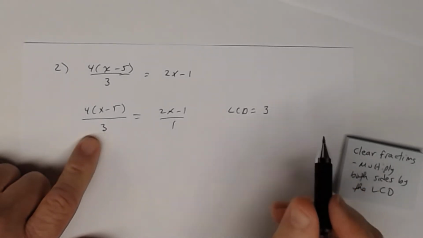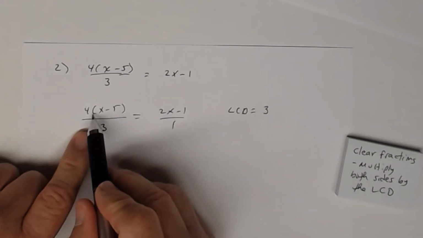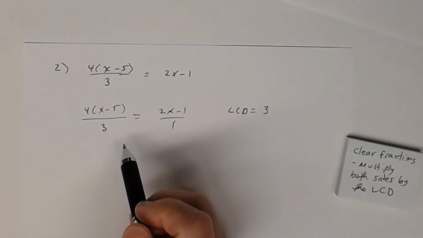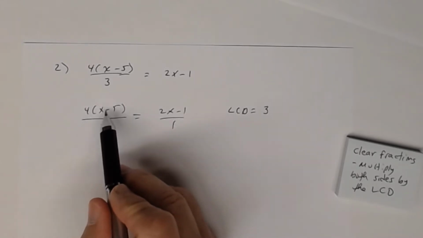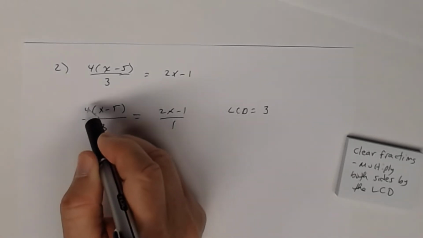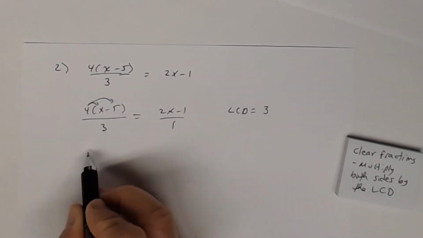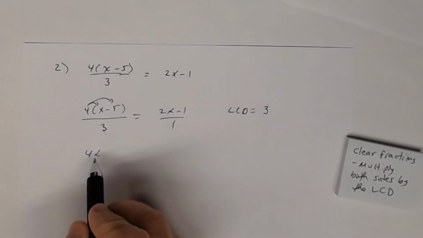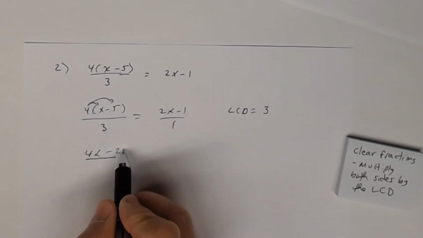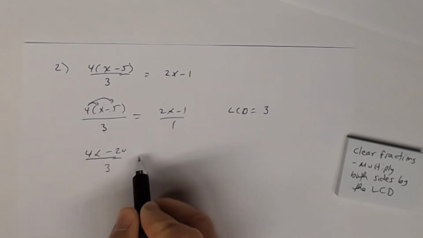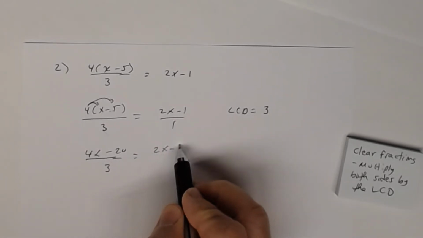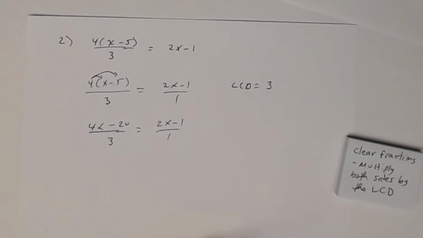Before I do that, though, what I want you to recognize is that I can make this possibly a little easier for me if I go ahead and get rid of these parentheses here right away. So I'm going to use the distributive property. And so when I do that, I get the numerator is 4 times x is 4x. That's going to be the numerator. Subtract, and then 4 times 5 is 20. Divided by 3. Equal, and then there are no parentheses here, so I'm just going to rewrite this as 2x minus 1 divided by 1. All right, so that's what I have.